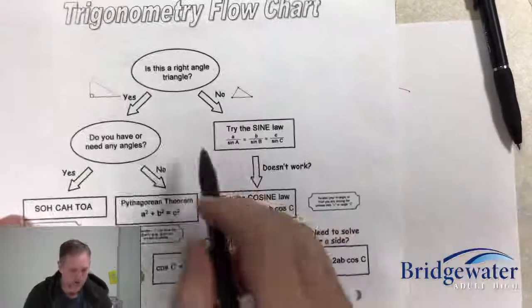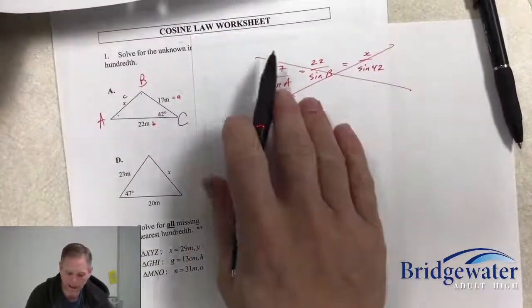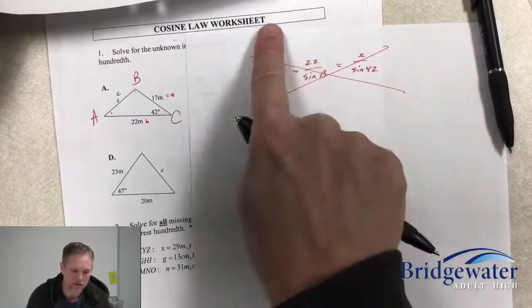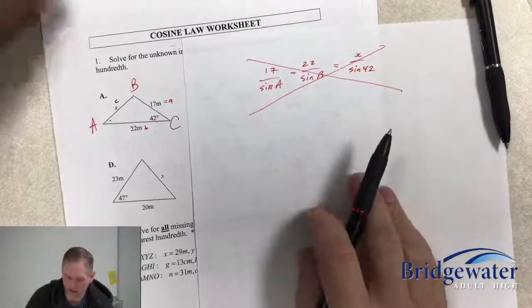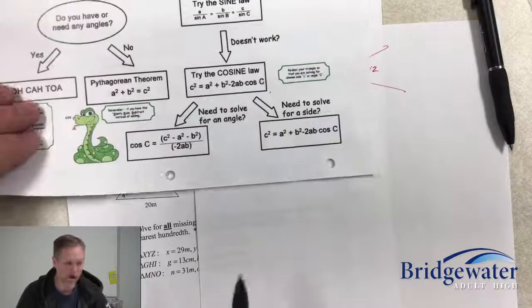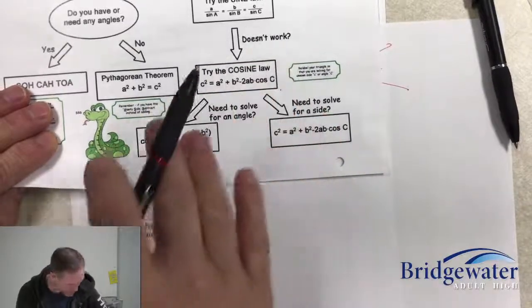So here we are. Is it a right angle triangle? No. Try the sine law. Well, we did, and we don't have enough information. We need 3 out of 4 things, and we don't have enough information for that. So then the cosine law it is. Cosine law, again, off a formula sheet. And again, if you don't have this formula sheet, I've included it in that little package.